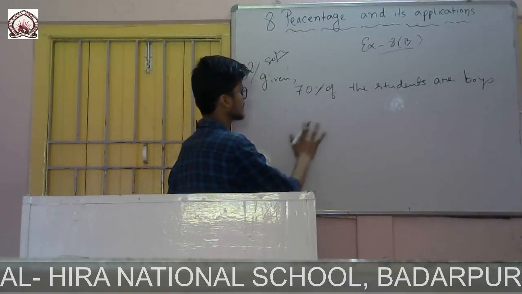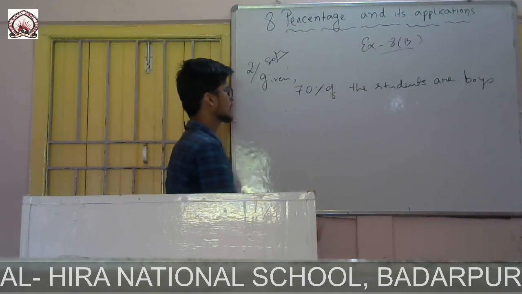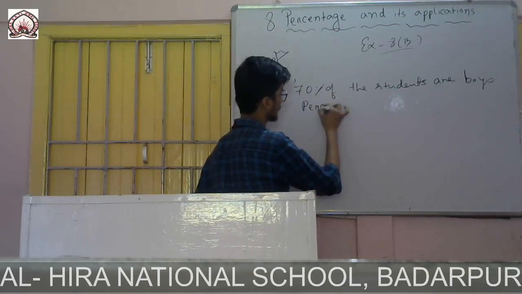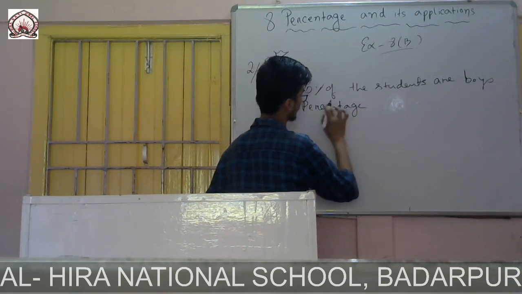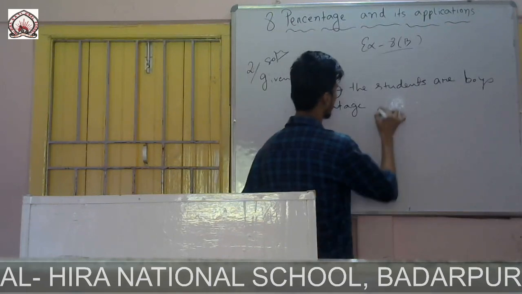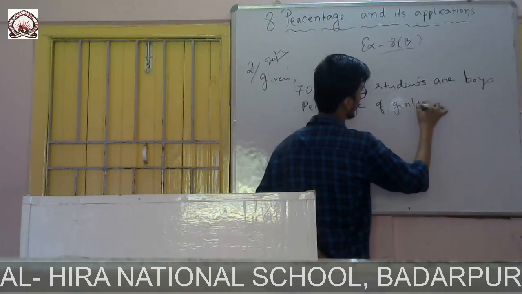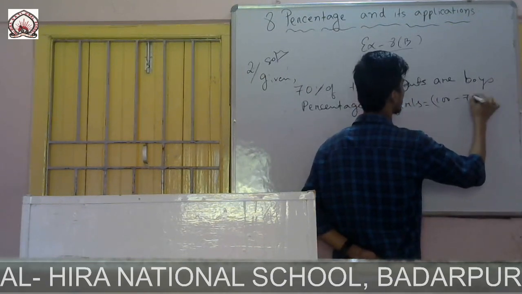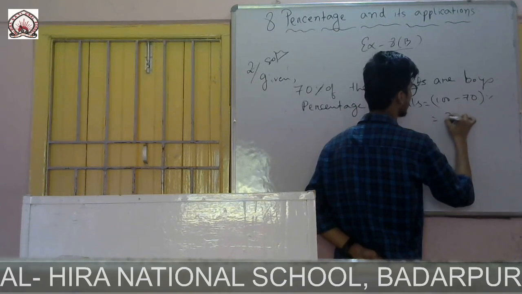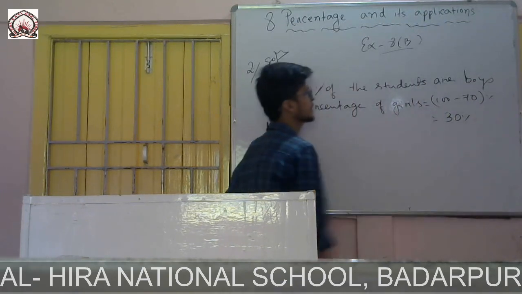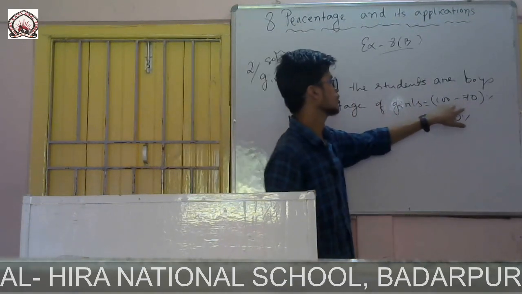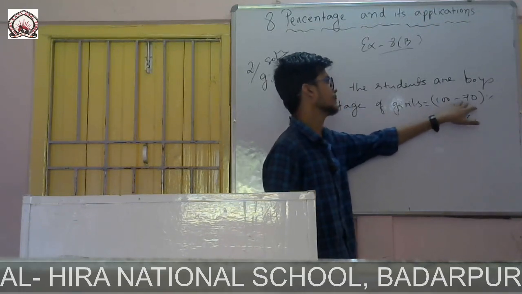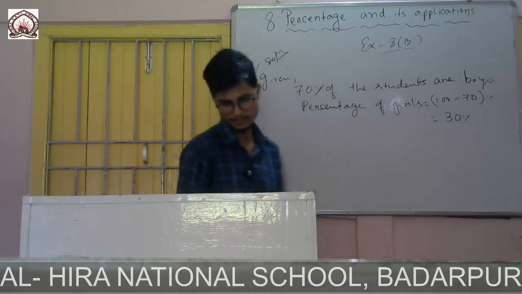So we'll find the percentage of girls. It will be 100 minus 70. The total percent is 100, so the percentage of girls will be total percent, 100 minus 70. It will be 30%. That means this is the percentage of girls. From the total percent we simply subtracted 70%. So 100% minus 70% is 30%.